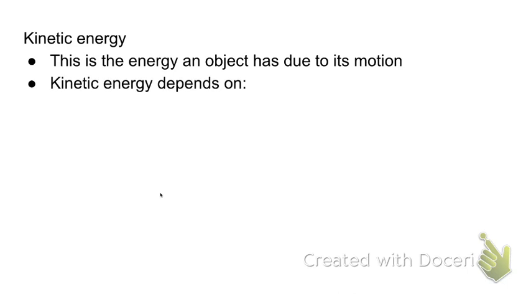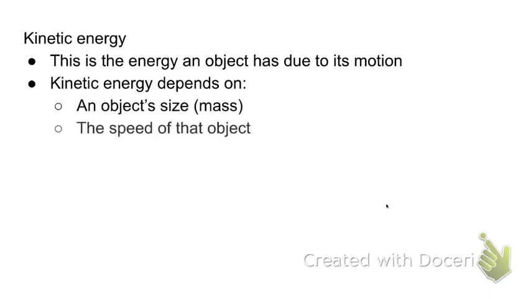So kinetic energy depends on a couple of things. How much kinetic energy an object has depends on its size, so how much stuff it is made of, and the speed that the object moves at.